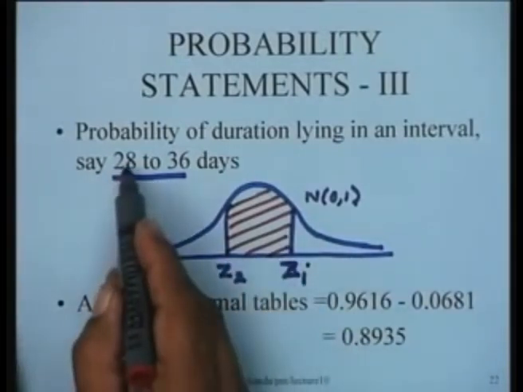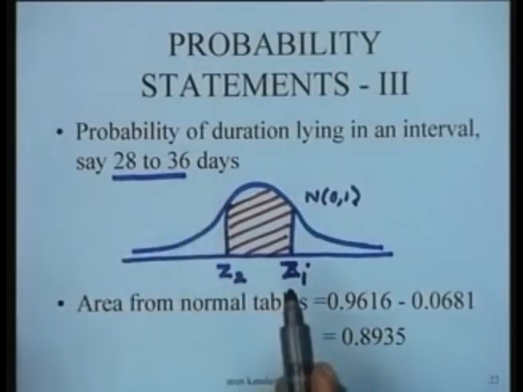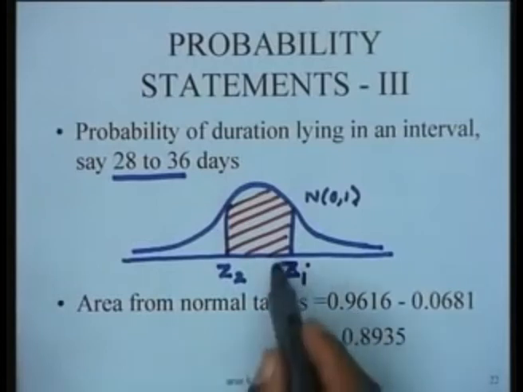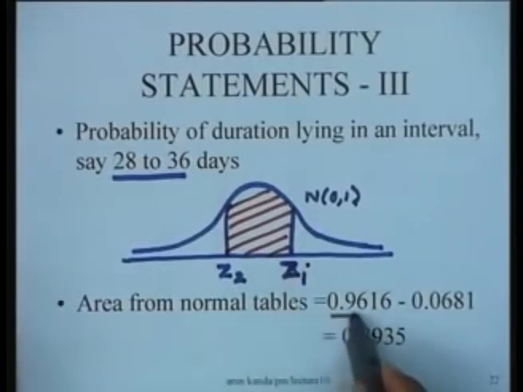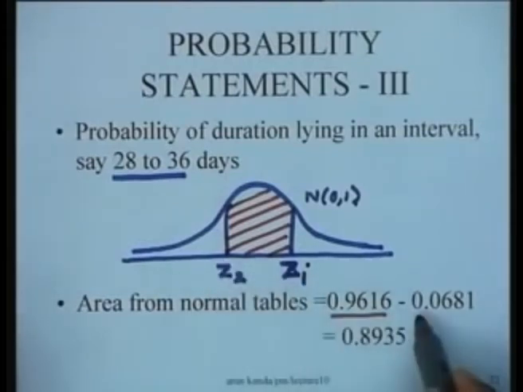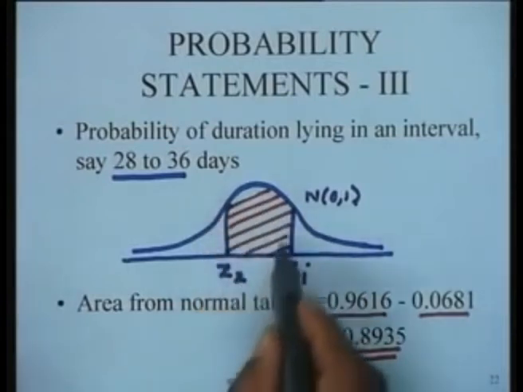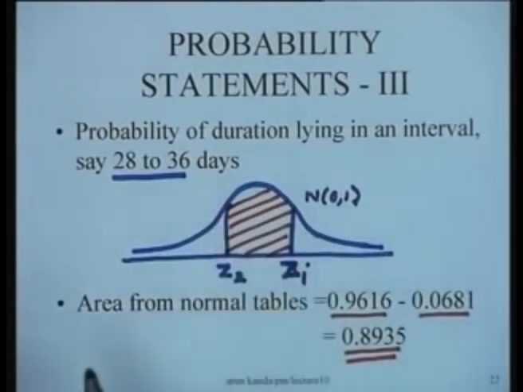So when you are talking about an interval from 28 to 36, the corresponding areas for z1, which is the same value that we computed earlier, and for z2, which is 0.06, so ultimately we get 0.8935 as the value of the probability corresponding to this.